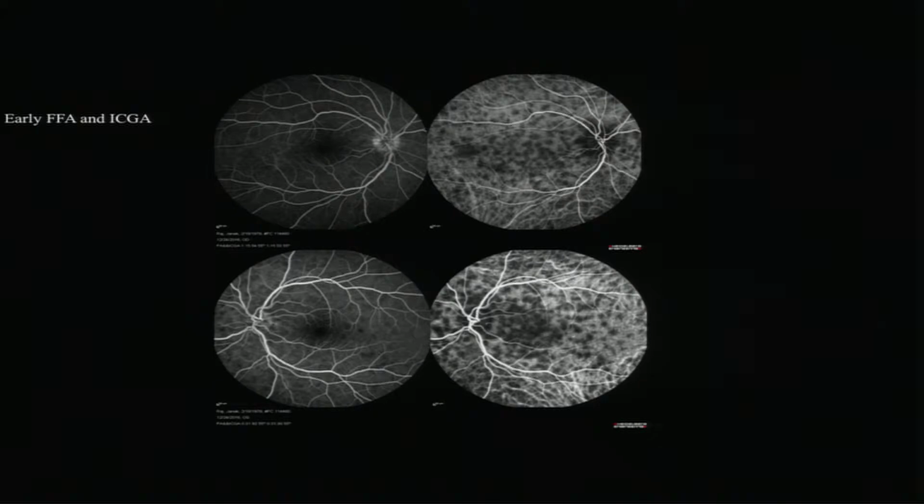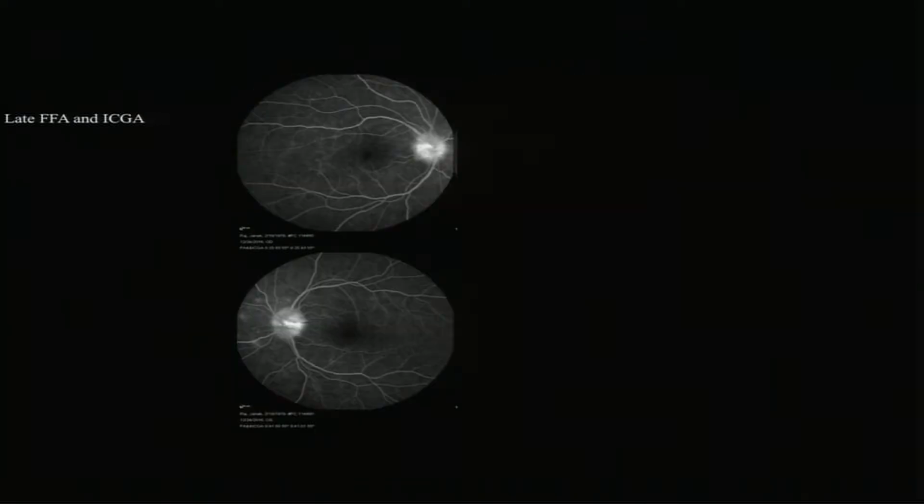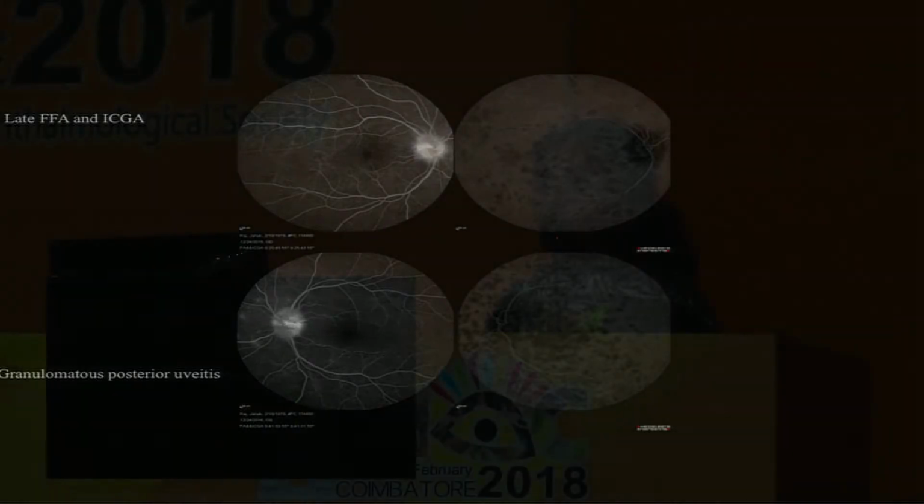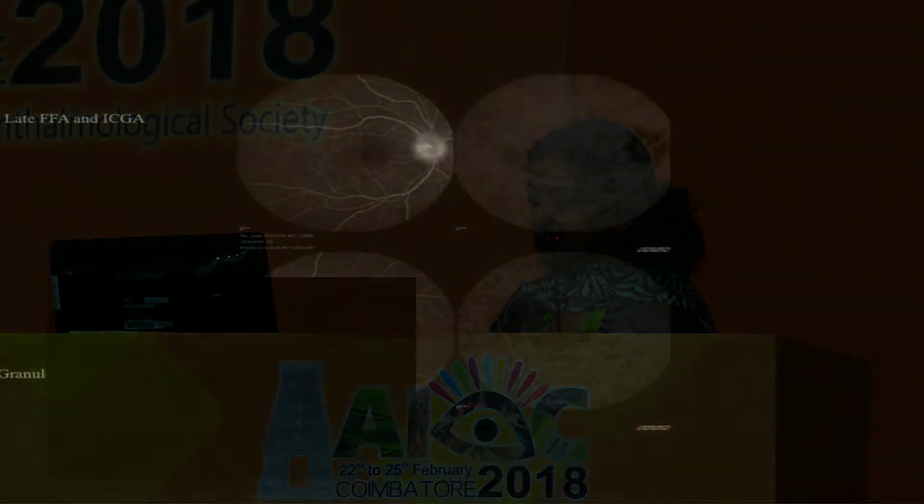A combined FFA and ICG in this case was done, and if we look at the early frames of the right and left eye, we do see some hypofluorescent lesions in the fluorescein. But if you look at the simultaneous ICG, it reveals much more information than the fluorescein. You can see multiple granulomas all over the fundus in both the eyes in the early frames. And this is what the late frame FFA showed: disc hyperfluorescence, not much increase in the number or the hyperfluorescence of the granulomas. But yes, the late phase ICG did show all these granulomas remaining hypocyanescent.